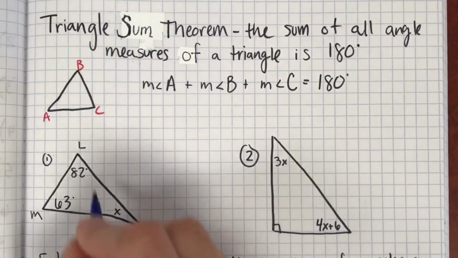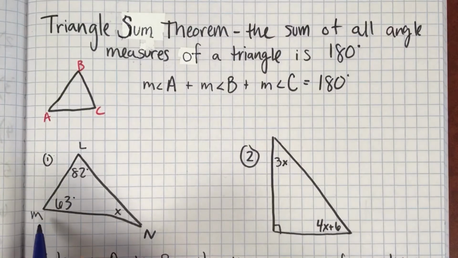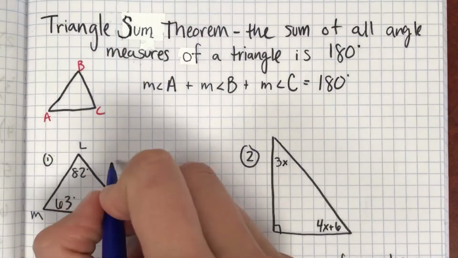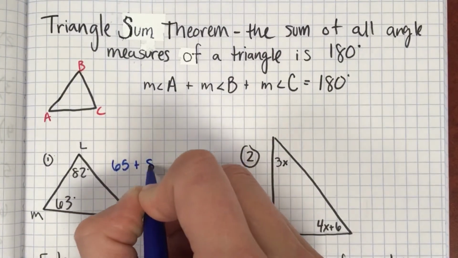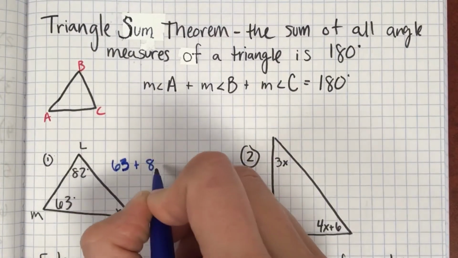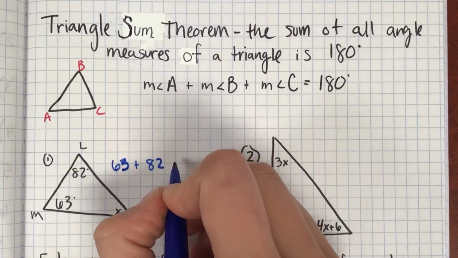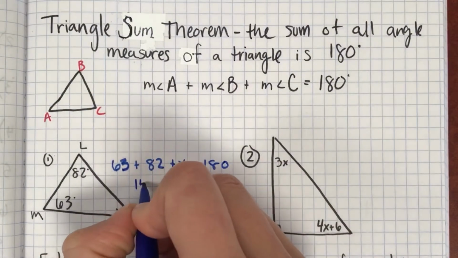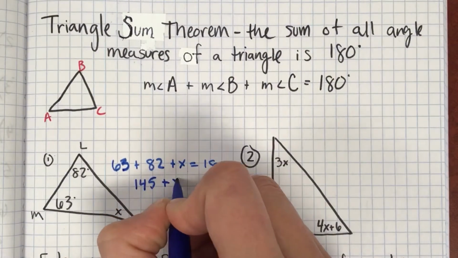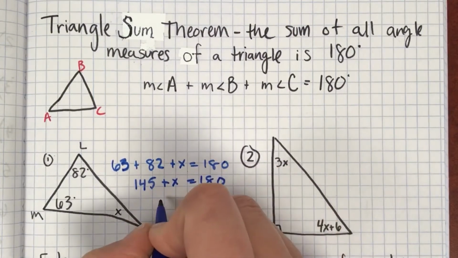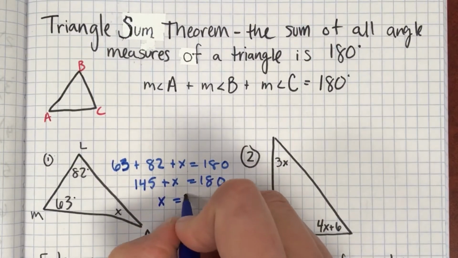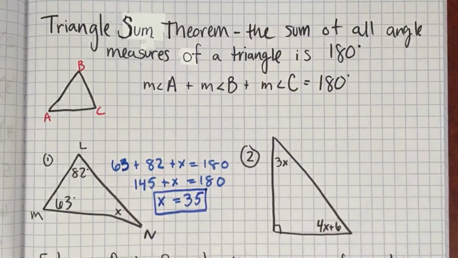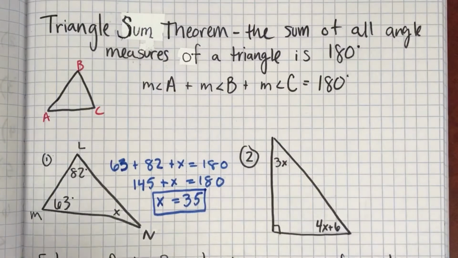So we're going to do an example here. So here we'd be adding up the measures of angle M, angle L, and angle N. So we're going to take 63 plus 82 plus x equals 180. So we have 145 plus x equals 180, so x equals 35. All right, so that's just with strictly numbers.